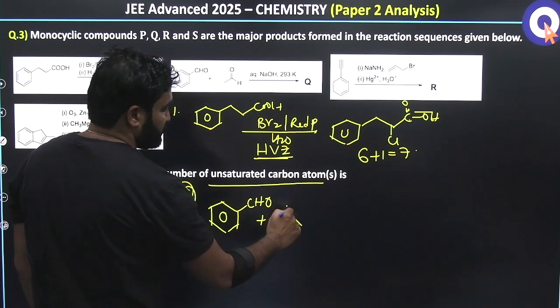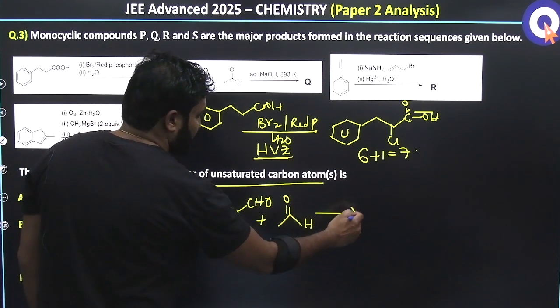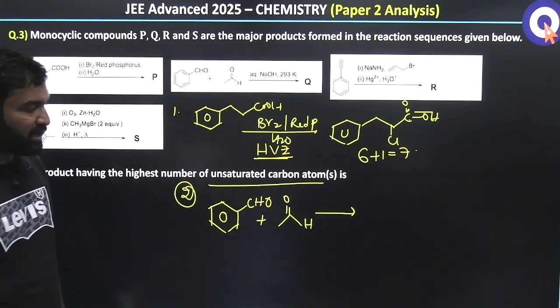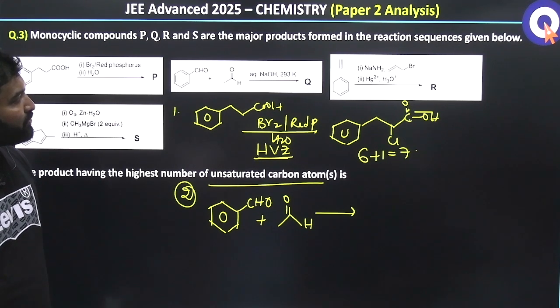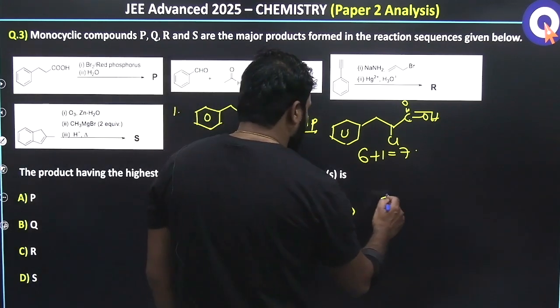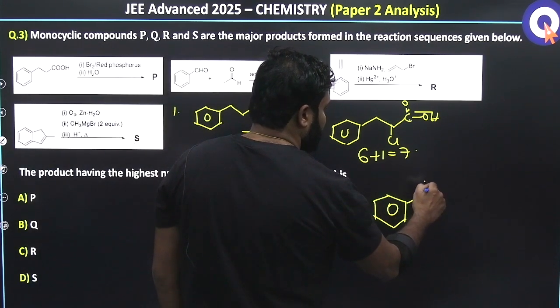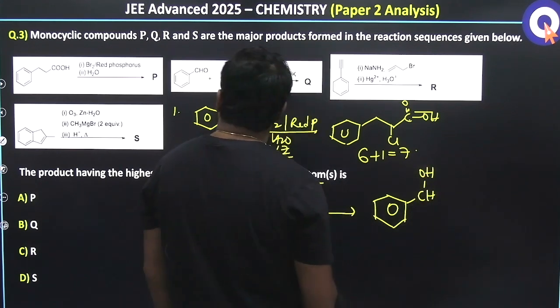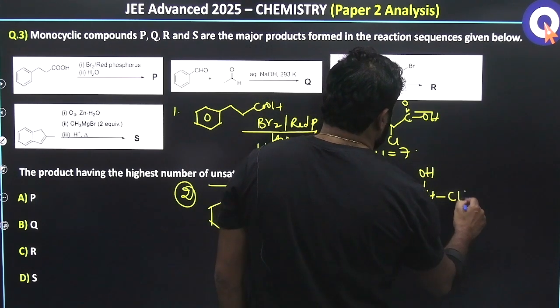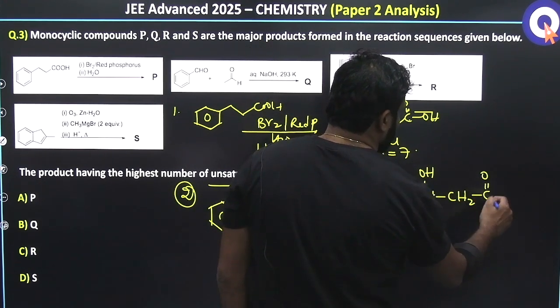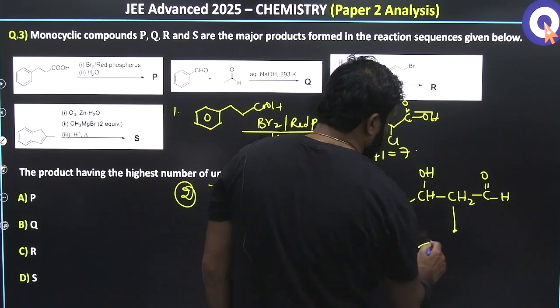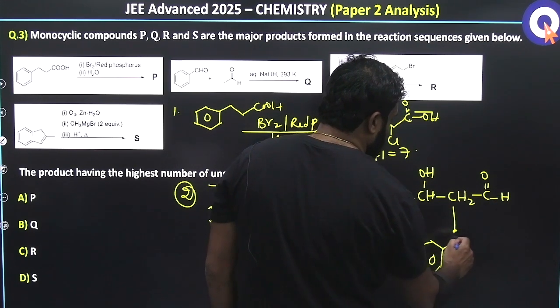An alpha beta unsaturated aldehyde we need to get. Alright. So if you write, first of all what will happen? Beta hydroxy aldehyde we will get, as he has given 293 Kelvin. If you remove the water you will get the alpha beta unsaturated aldehyde. So first let me write it in the form of beta hydroxy, and next there is CH2 C double bond OH. If you remove the water, what will we get? Cinnamaldehyde we will get.